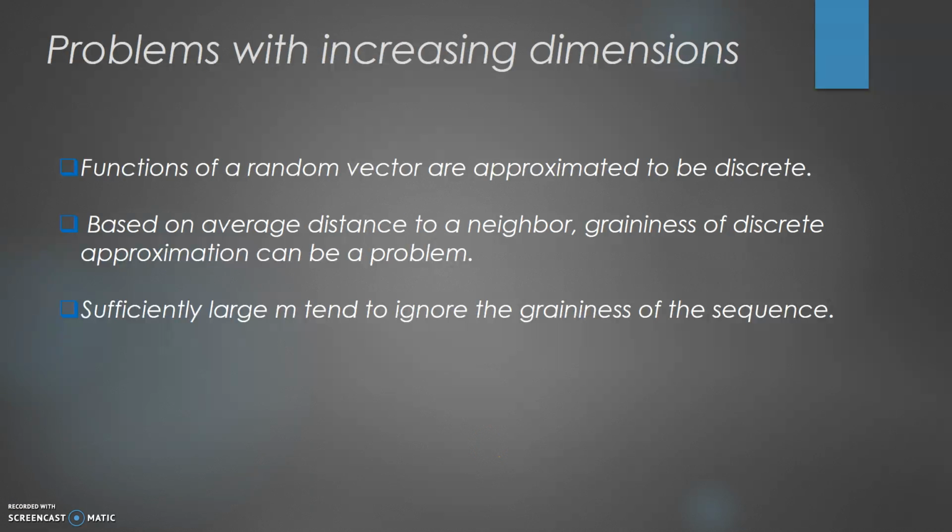Alright, so lastly, we're going to look at problems with increasing dimensions. With increasing dimensions, the functions of a random vector are approximated to be discrete, rather than the desired continuous. Also, based on an average distance to a neighbor, graininess of discrete approximations can be a problem when you increase your dimensions. And lastly, sufficiently large moduluses tend to ignore the graininess of a sequence.